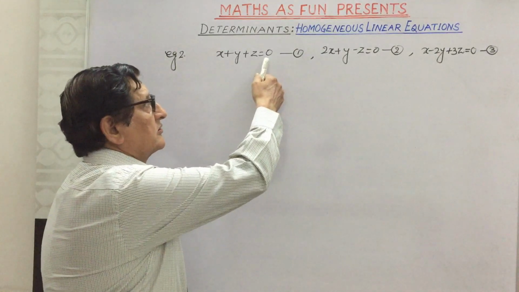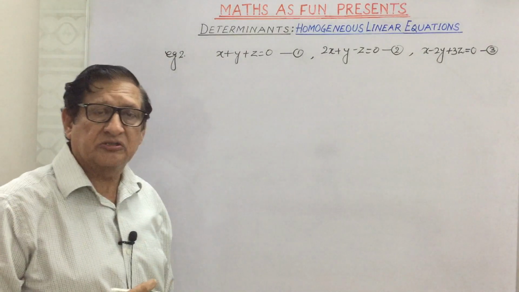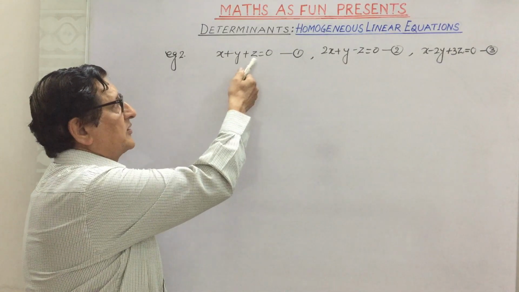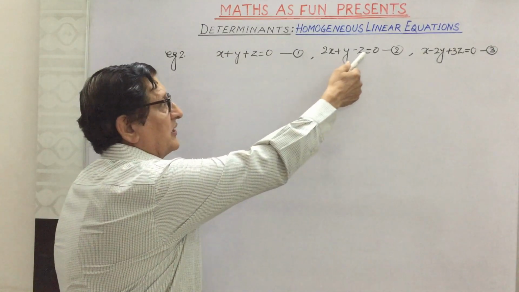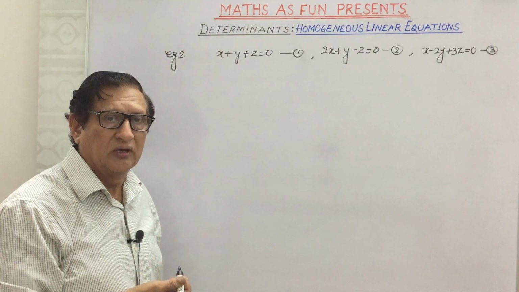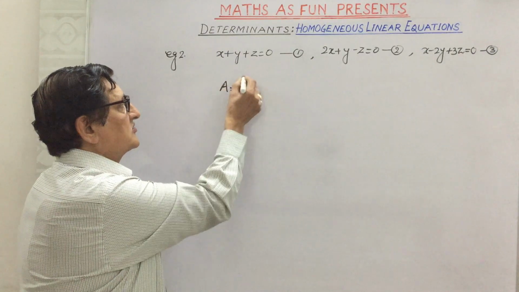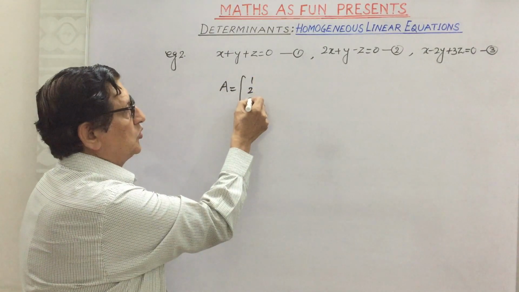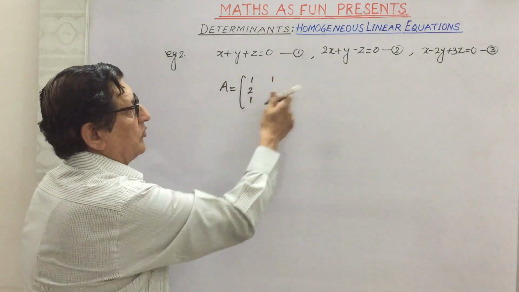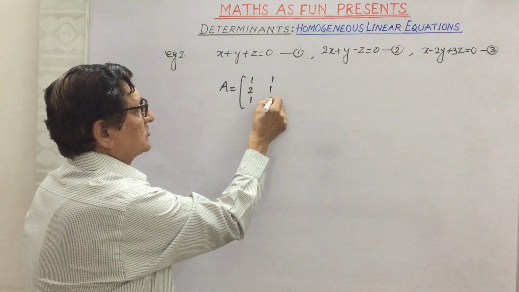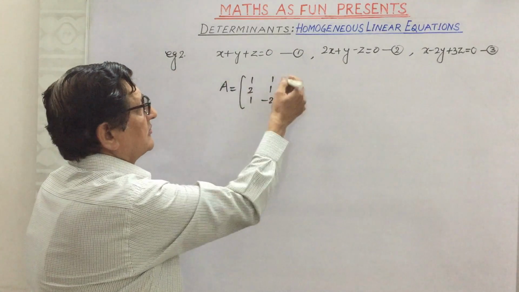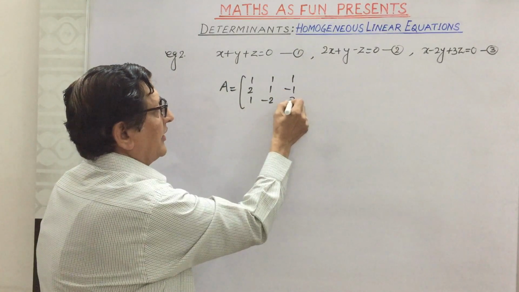Here also we find that the constant terms are 0 in each. Here for these equations, x plus y plus z equal to 0, 2x plus y minus z equal to 0, and x minus 2y plus 3z equal to 0, the coefficient matrix A is 1, 2, 1, the coefficients of x. Coefficients of y, 1, 1, minus 2. Coefficients of z, 1, minus 1 and 3.